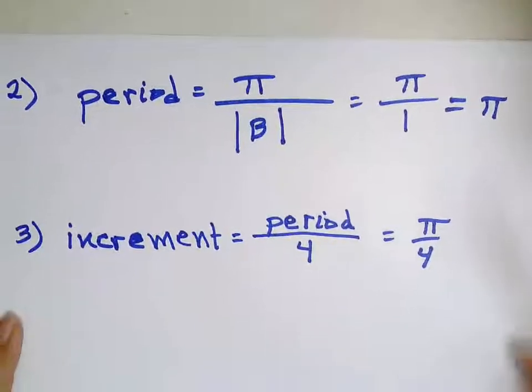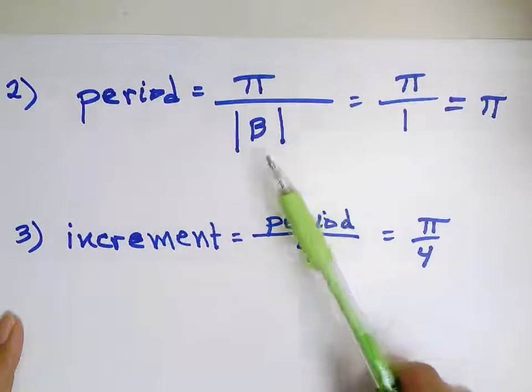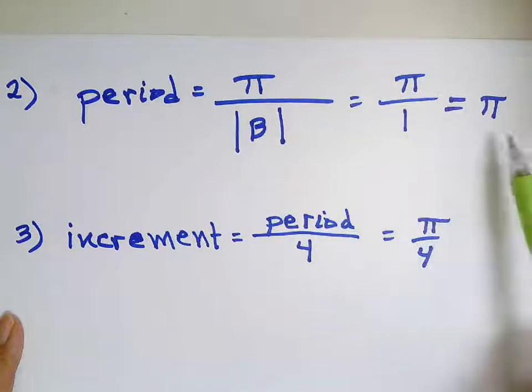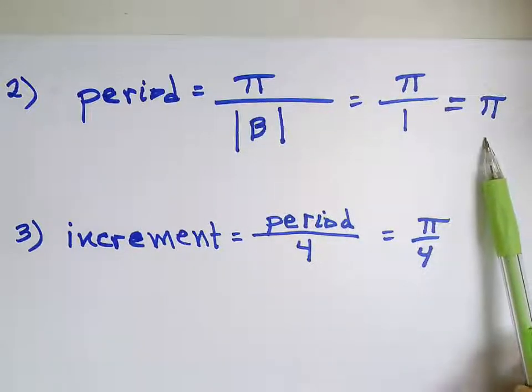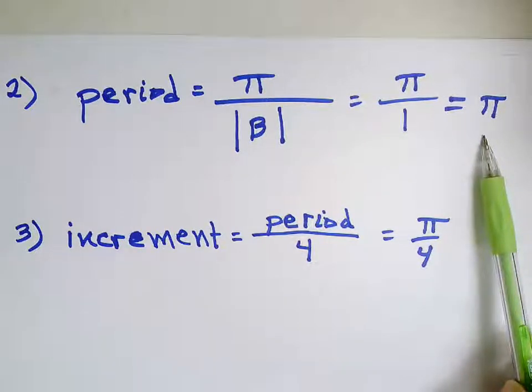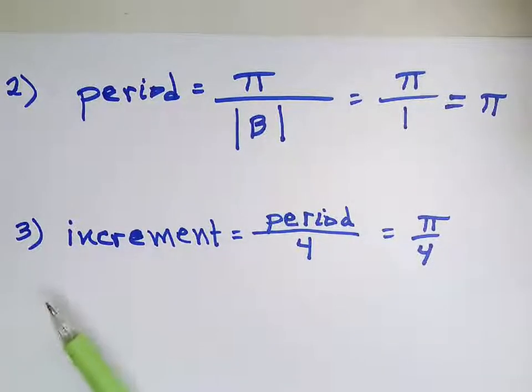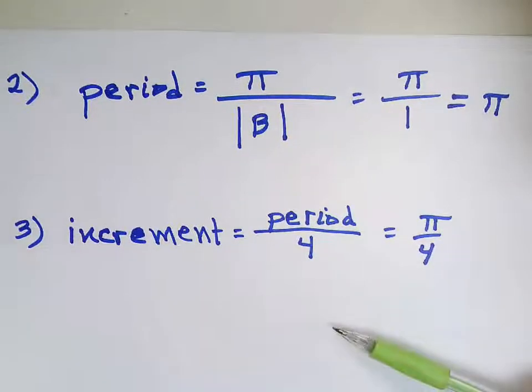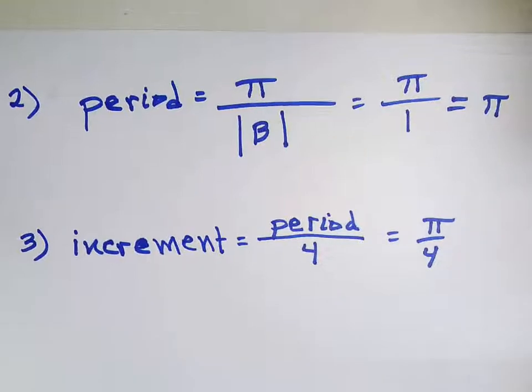Now the period, remember, it's going to be what? Pi divided by the absolute value of b. So it's pi divided by 1, which is what? Pi radians. So it's going to take pi radians to complete one cycle. Remember, pi radians is the same thing as 180 degrees. Now our increment is the same formula as we had for sine and cosine. It's going to be the period divided by 4. So our period is pi, and it's going to be divided by 4. That is our increment that we're going to use to help us find the other three critical numbers.